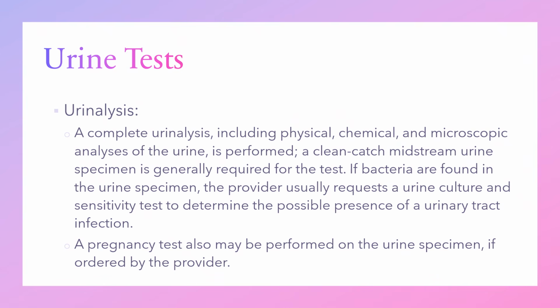For urine tests, a complete urinalysis, including physical, chemical, and microscopic analyses of the urine, is performed. A clean catch midstream urine specimen is generally preferred for the test. If bacteria are found in the urine specimen, the provider usually requests a urine culture and sensitivity test to determine the possible presence of a urinary tract infection. A pregnancy test also may be performed on the urine specimen if ordered by the provider. They can also do a pregnancy test and do the HCG test in the blood as well.